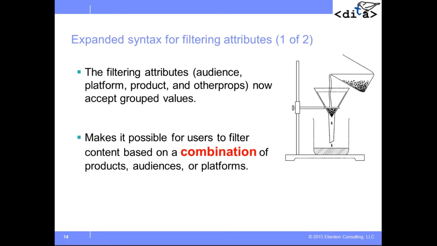Also, some support for expanded syntax for filtering attributes. And here's where the filtering attributes now accept the same sort of grouped values as generalized attribute values for props and base. And this will really let people avoid specializing attributes and let architects create subcategories of existing filtering attributes.